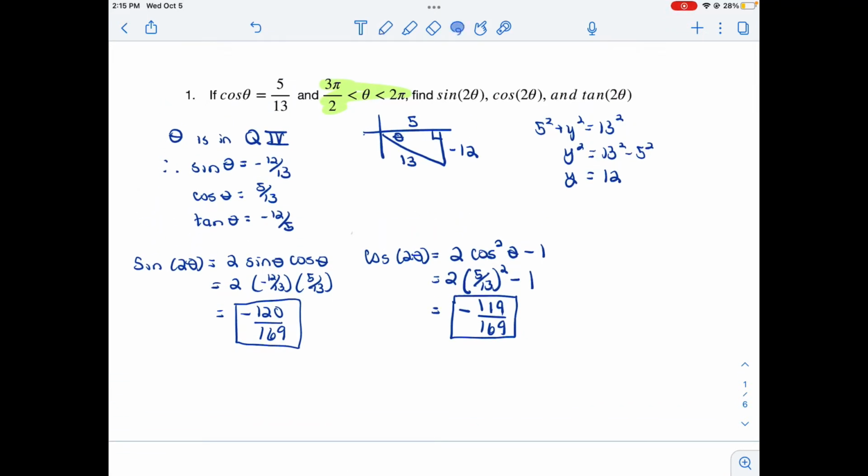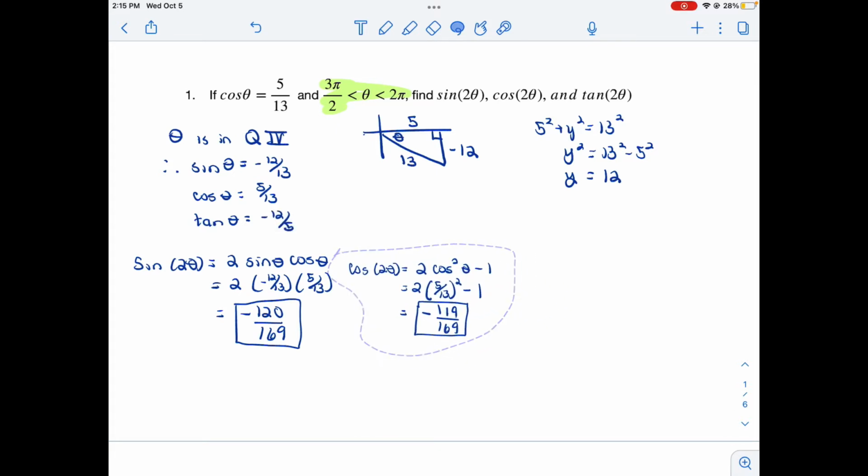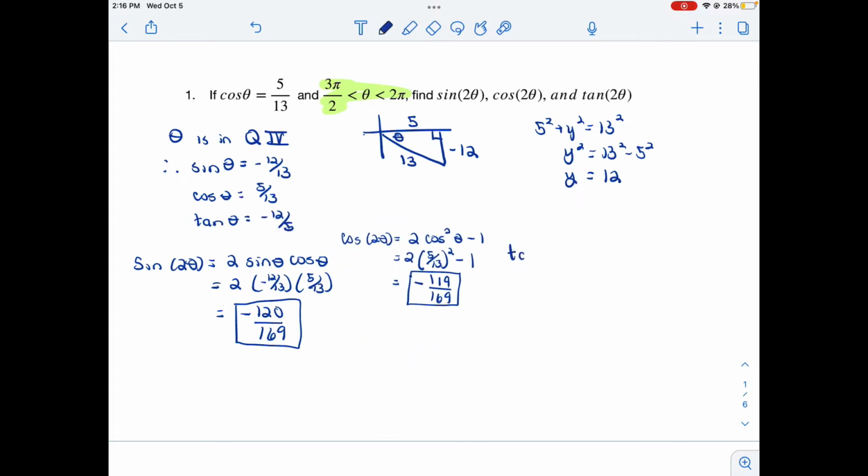Last, we need to figure out the tangent of 2 theta using our double angle formula for tangent. And recall that our double angle formula for tangent is 2 tangent theta divided by 1 minus tangent squared theta. So we already figured out that tangent was equal to negative 12 over 5. So I'm going to replace every tangent of theta with negative 12 over 5. Then I'm going to simplify this problem down.